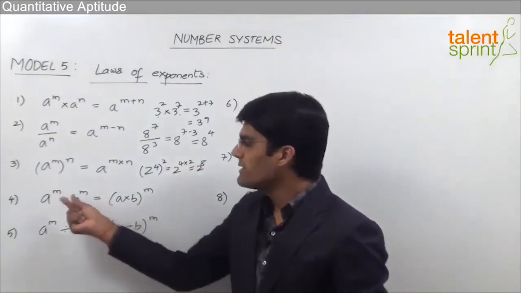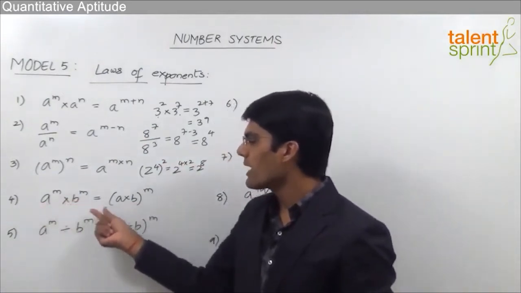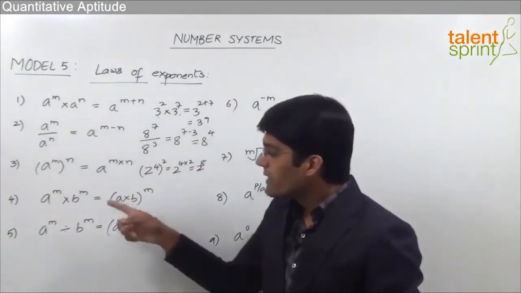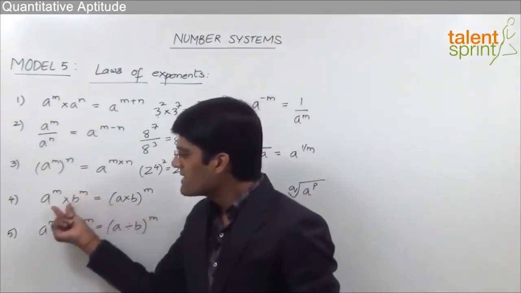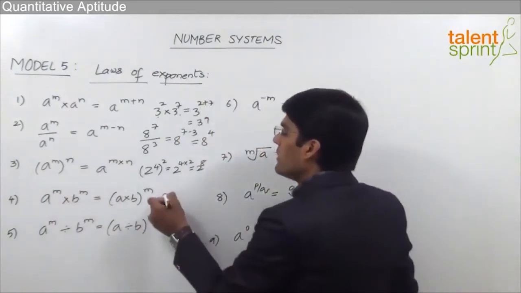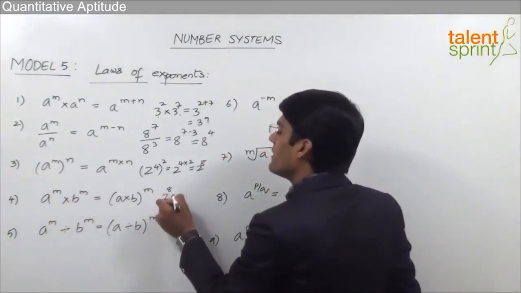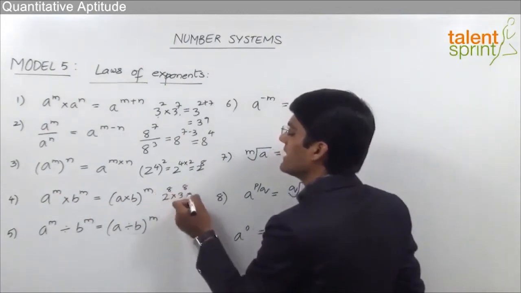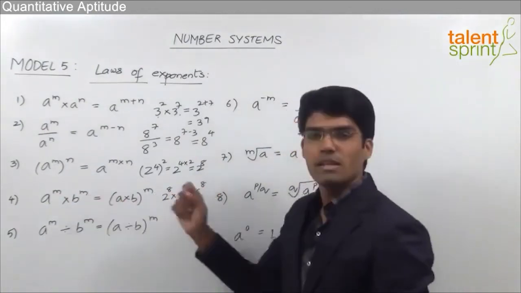The fourth rule here is a^m into b^m will be equal to (a into b) whole power m. So whenever the powers are equal, the bases can be multiplied if they are in multiplication form. For example, 2^8 into 3^8 can be taken as 2 into 3, that is 6^8, as per the given rule.